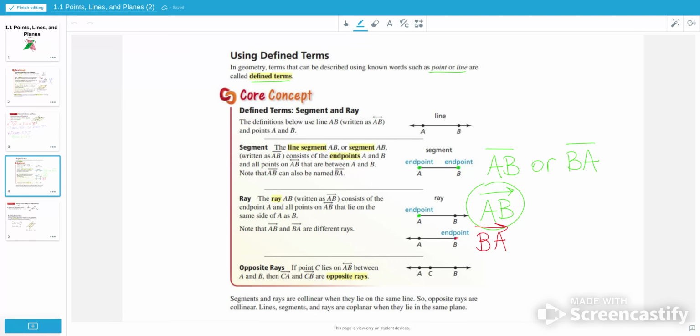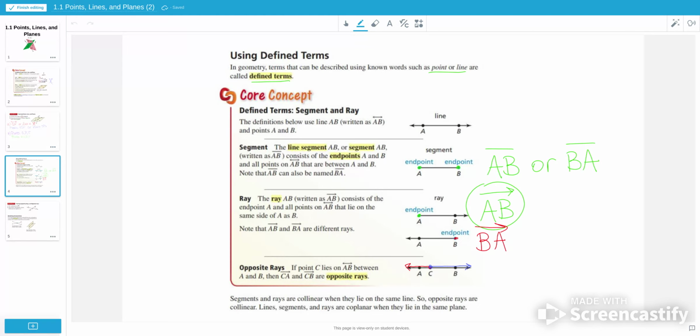And then opposite rays: if point C lies on line AB, so here's our line AB, and here is point C, then ray CA and CB are opposite rays. So CA starts at C and continues on to the left, and then CB starts at C and continues on to the right. They are opposite rays.